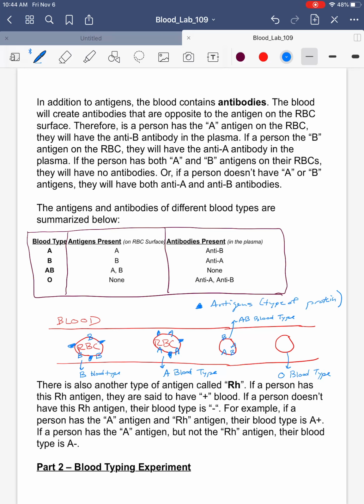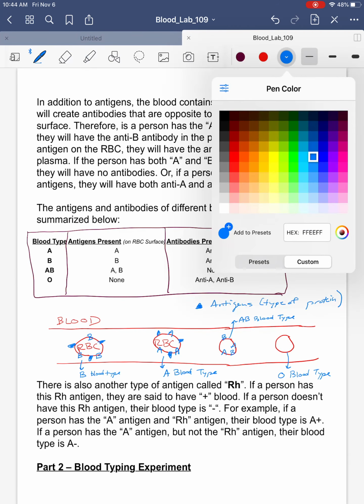Okay? So this can get confusing, but if we just try and simplify it, on our red blood cells, we have these little proteins called antigens. And our blood type is based off of what antigens we have. If a person has the A antigen on their red blood cell, then they have A blood type. If they have the B antigen, they have the B blood type. If they have both A and B antigens, they have the AB blood type. And if they have neither, they don't have any antigens, they have the O blood type.